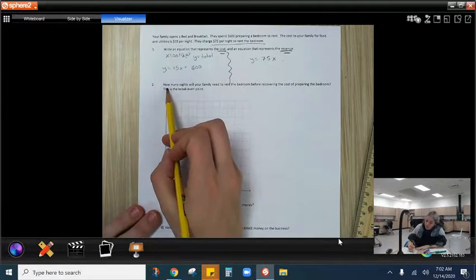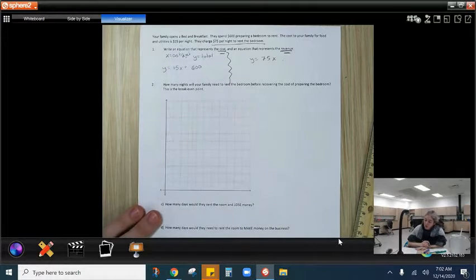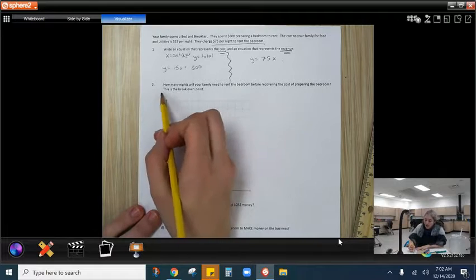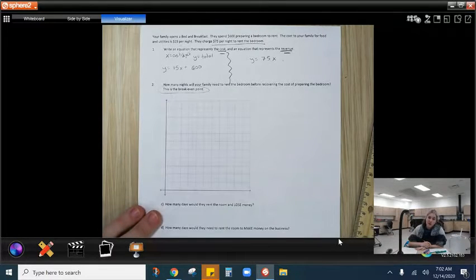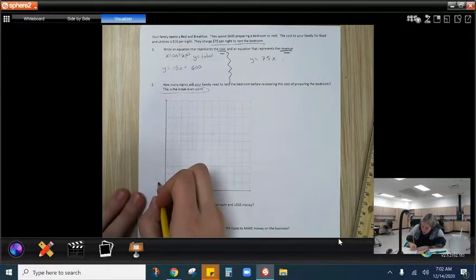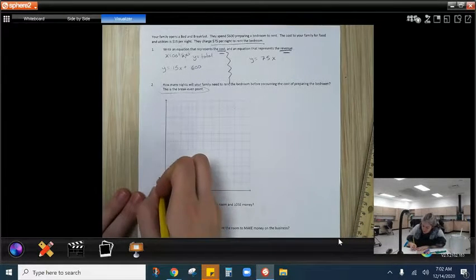All right, for our next one, we want to know how many nights will your family need to rent their bedroom before recovering the cost of preparing the bedroom. And this is what we call a break-even point. Oh, by the way, if you decide to open like a small business or something, like this is a big deal to banks. So, FYI. So let's count by 50s.